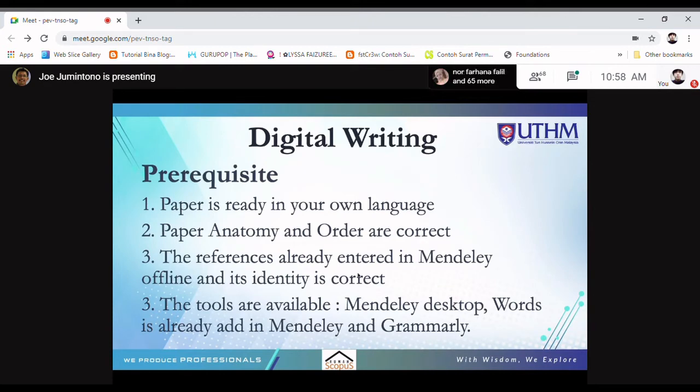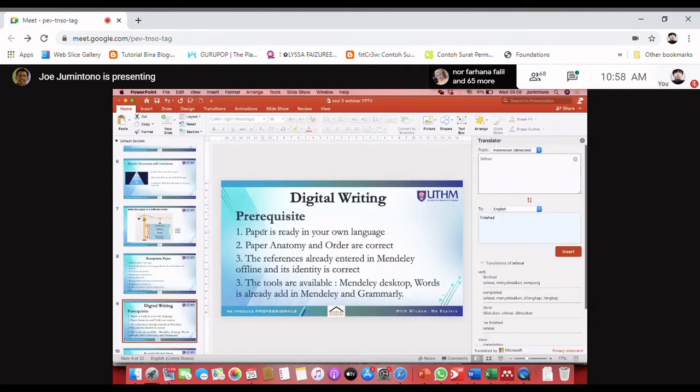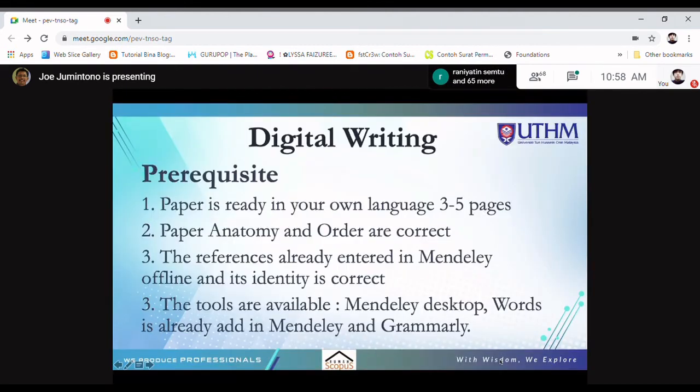Okay. Move on to the digital writing. Paper is ready, for example 3 until 5 pages. Digital writing: the paper that you compose, that you write based on the anatomy of a paper with your own language, 3 until 5 pages only.